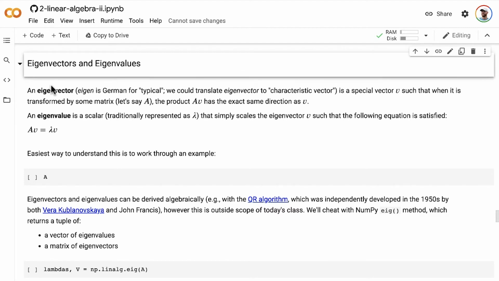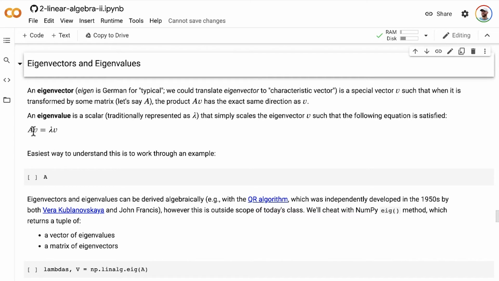And the eigenvector, as we've seen on the Mona Lisa, is a special vector v such that when it is transformed by some matrix, let's say by the matrix A, then the product, Av, has the exact same direction as v, or the exact opposite direction as we saw in the Mona Lisa. An eigenvalue is a scalar, so a single number, traditionally represented as the Greek lowercase letter lambda. And the eigenvalue simply scales the eigenvector v such that the following equation is satisfied.